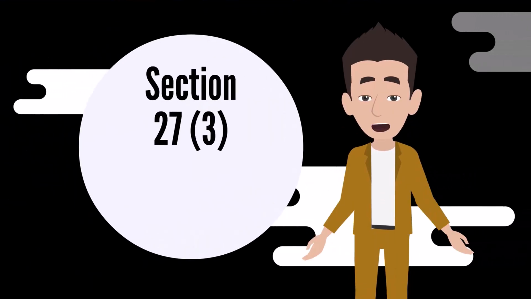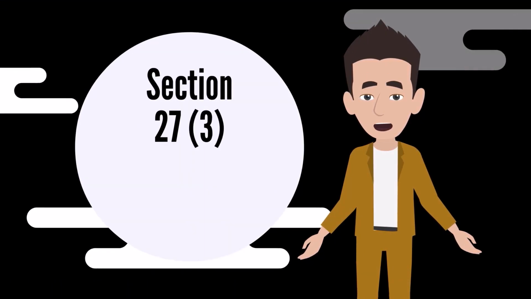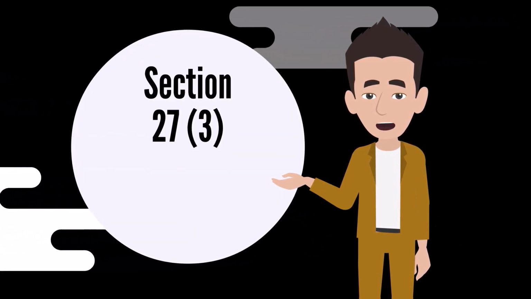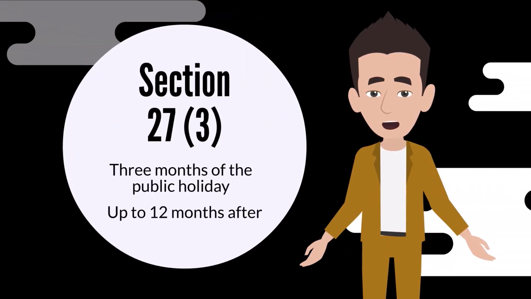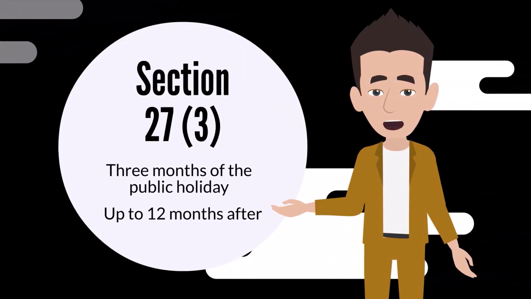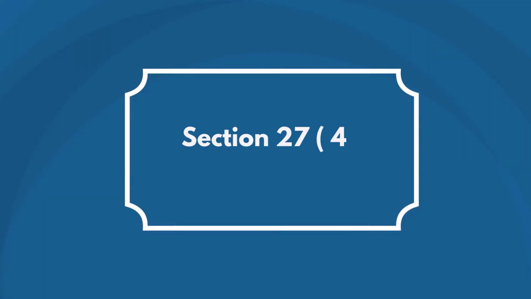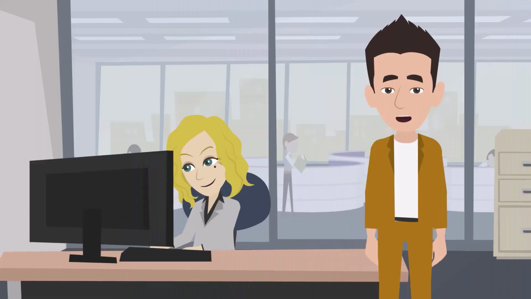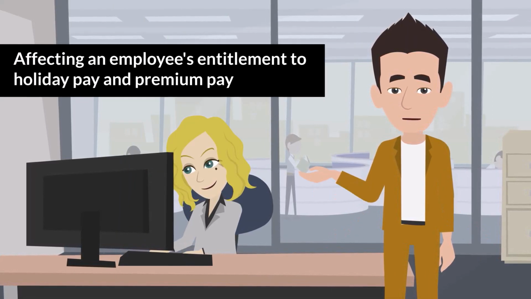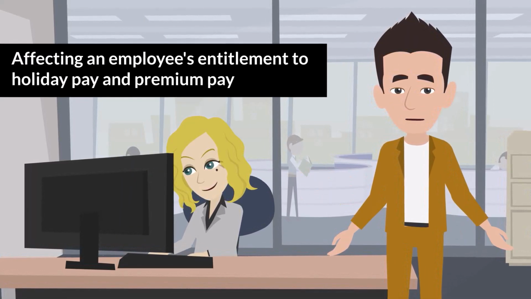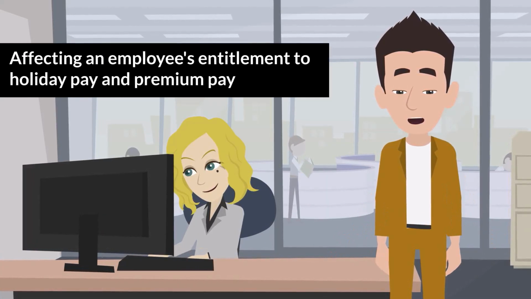However, there are restrictions under Section 27, subsection 3 on when the substituted day can be taken. The substitute day must be within 3 months of the public holiday or up to 12 months after, if both employee and employer agree. Section 27, subsection 4 of the ESA meticulously details the conditions affecting an employee's entitlement to holiday pay and premium pay when they agree to work on a public holiday, covering various scenarios to ensure fairness.